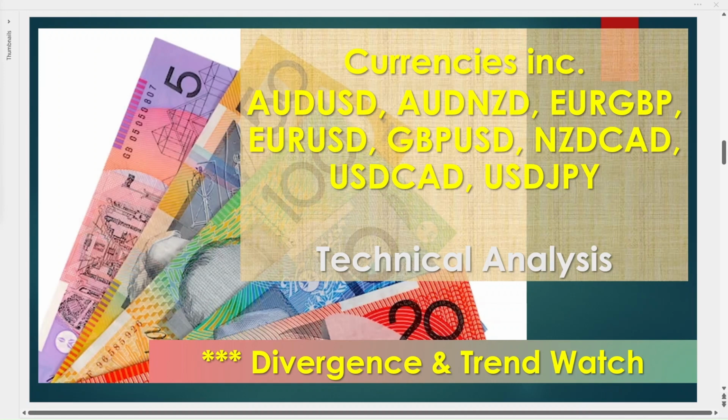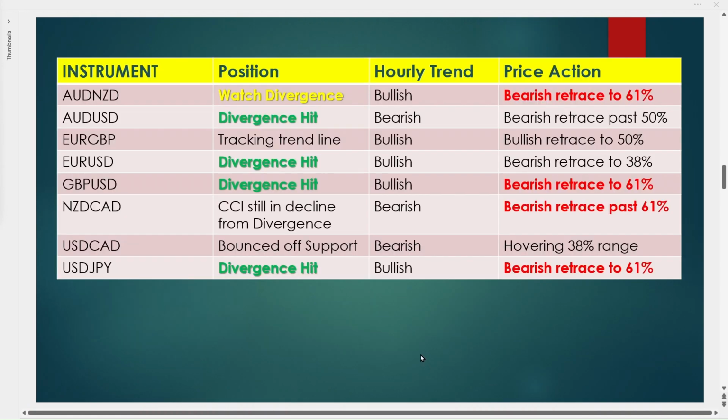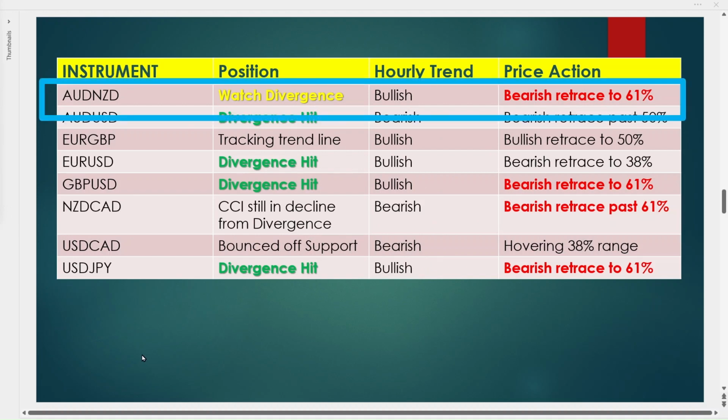So what we're going to be going through today is these currencies: the Aussie New Zealand, Aussie US, Euro British Pound, Euro US, British Pound US, New Zealand Canadian, US Canadian and US Japanese Yen. We've got a few divergences hit and I'll show you the hourly trend and price action as well for each one. So first off, I just want to talk about the Aussie New Zealand.